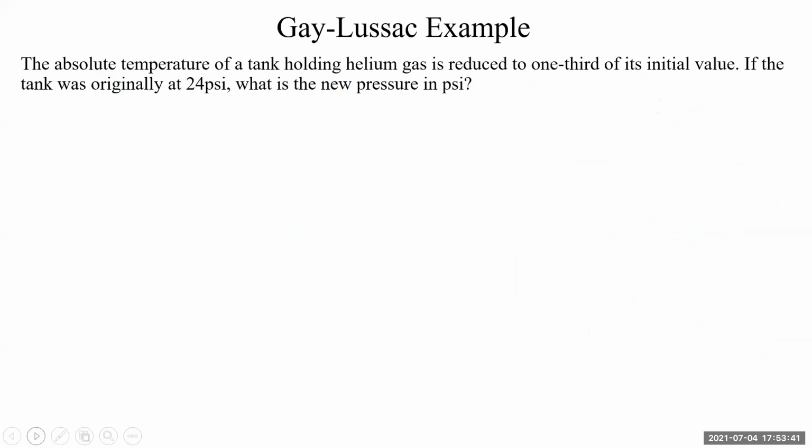Another Gay-Lussac example. Now this one again, it's going to be a little bit short on actual numbers because you don't always need numbers. You just need ratios between the variable at the beginning and the same variable at the end. So the absolute temperature of a tank holding helium gas is reduced. Okay, the temperature goes down. What should we expect to happen to the pressure? They are directly proportional, therefore pressure should also go down. If temperature is going down, pressure should go down.